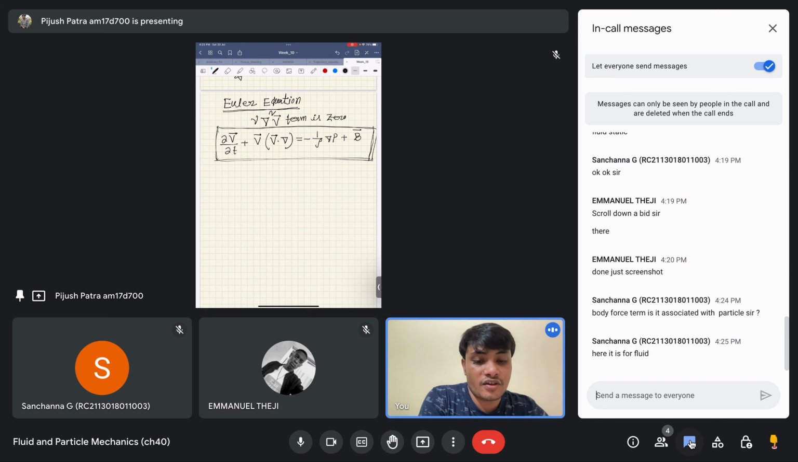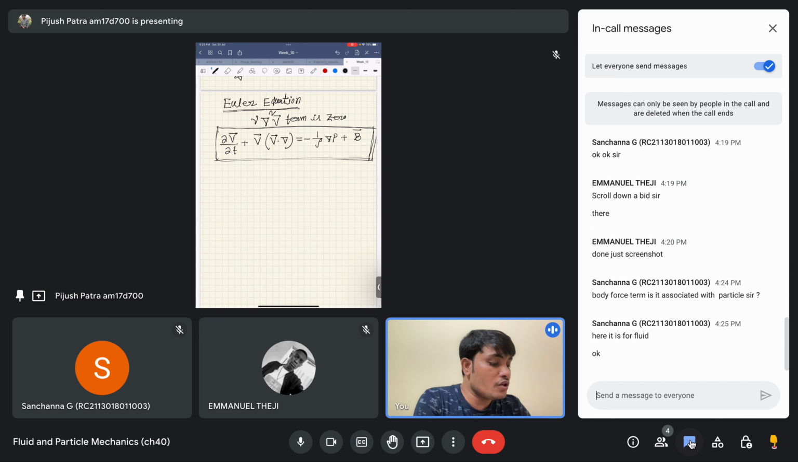Yes, here it is for the fluid, not for the particle, because I have not introduced any particles in the discussion so far, which I think we will do from lecture 7 or something, where the particles will come into the picture.